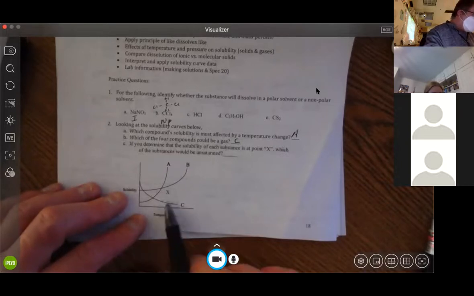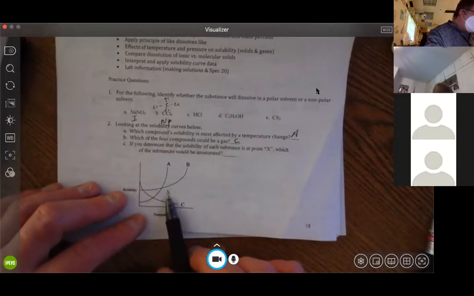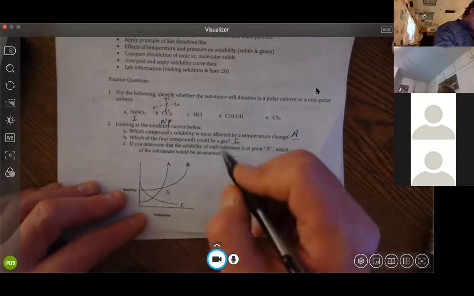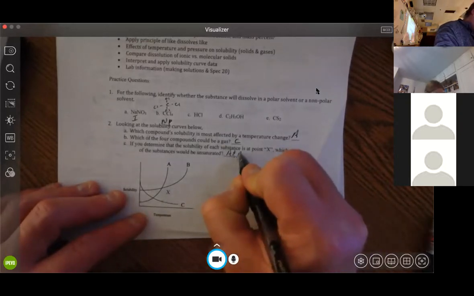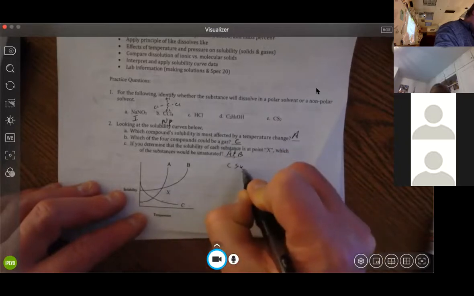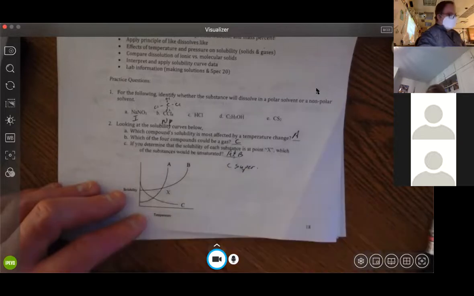If you were at X, which ones would be unsaturated? If you mark the point X. A and B. A and B would be unsaturated. C would be supersaturated. That's the hard one, right?